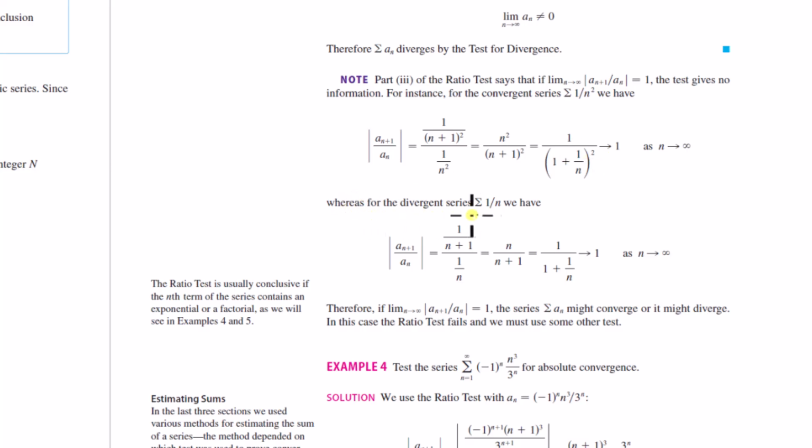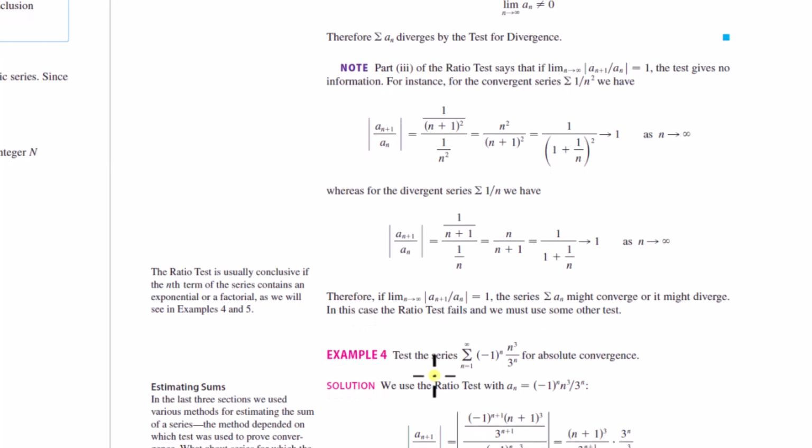And same for the harmonic series. The previous one is a convergent series. This is a divergent series, but the ratio test doesn't give us any information. If that limit is equal to 1, the original series might converge or it might diverge. So in that case, we have to use some other test.